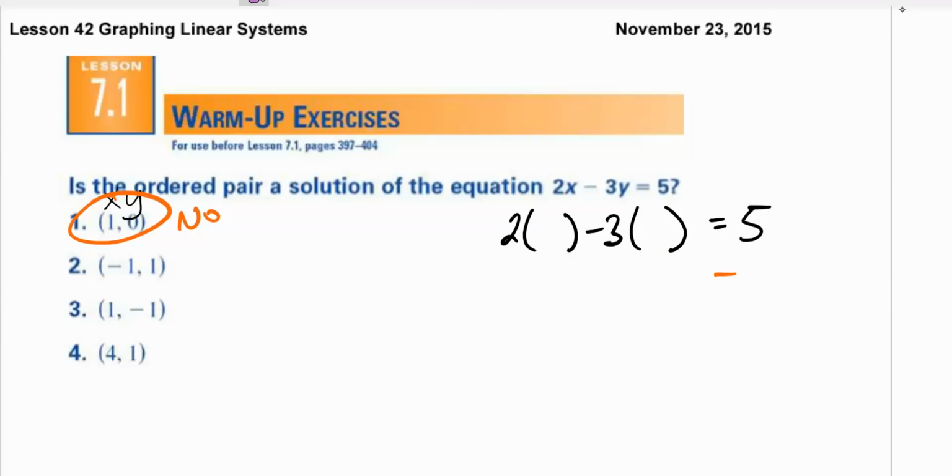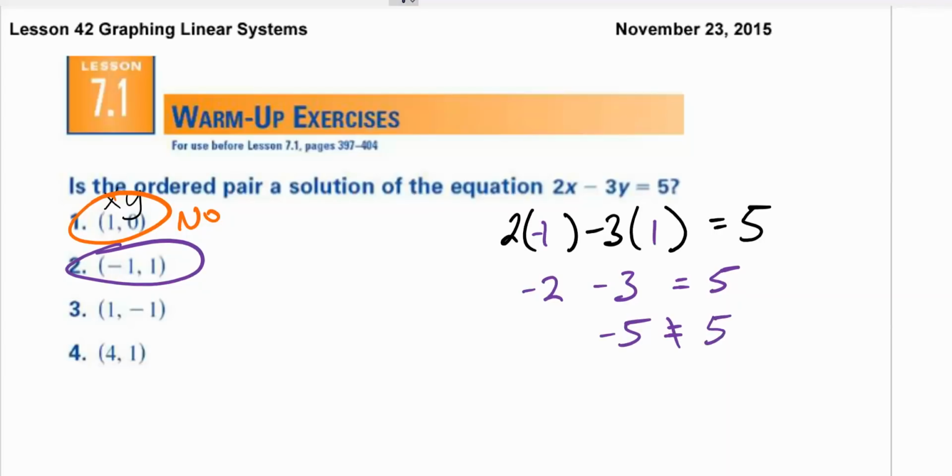we're going to substitute in a negative 1, 1. So negative 1 and 1. 2 times negative 1 is negative 2. Negative 3 times 1 is negative 3. And those add together to make negative 5. So that doesn't work either, so that was a no as well.